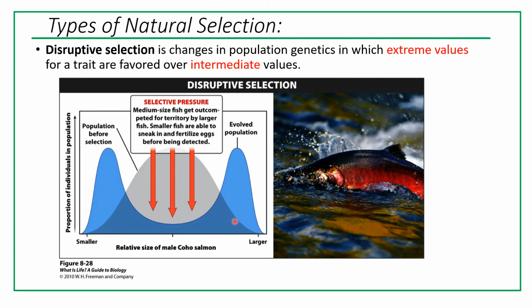Then the population will change. We will see more of smaller fish and more of larger fish. So those are our extreme values, and they are favored over intermediate. So we will have very few individuals of medium size. So that's disruptive selection.